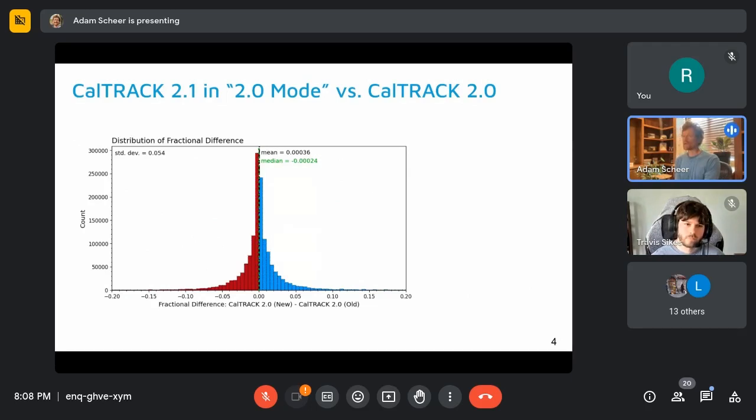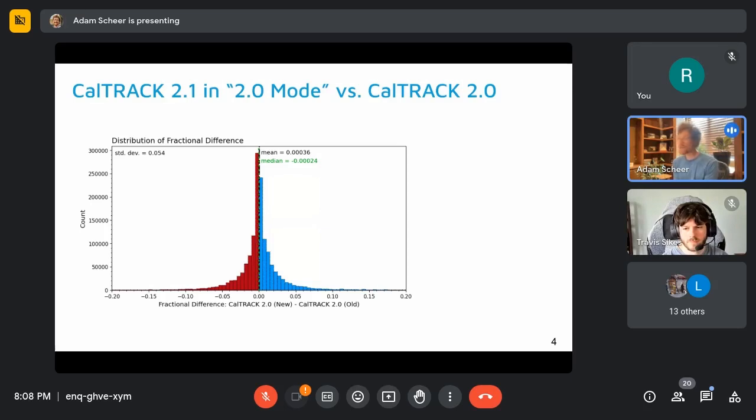This is the difference between those data points, their baseline model generated by the old CalTrack 2.0 model versus the new CalTrack 2.0 model. Obviously, right off the bat, there are some differences. This histogram is not just a single bar that goes to infinity at 0. There are some differences data point to data point. And why are there differences? Well, there are differences because we have a different optimization approach in CalTrack 2.1 operating CalTrack 2.0.